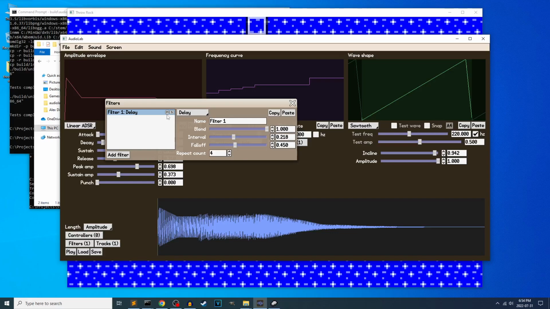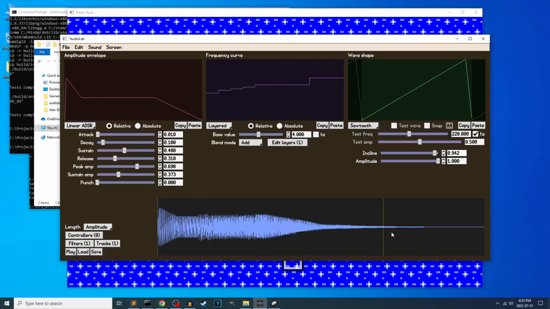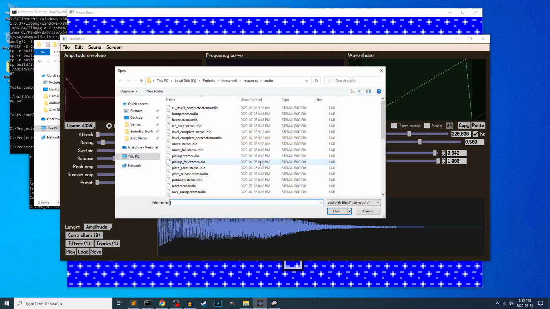Anyway, so without the delay, it just doesn't sound like much. That high note comes through so much more with the delay. So anyway, that's all the variations of that. And I think all that's left is elemental powers.